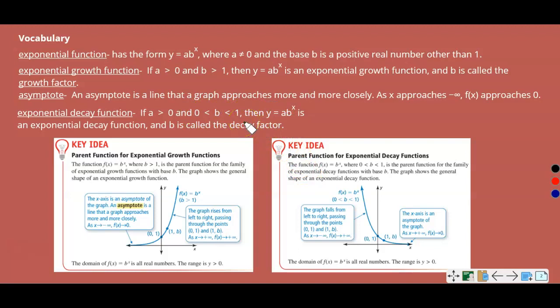And if it's greater than 1, it's growth. It can't be 1 because 1 to any power is just 1. It wouldn't be exponential growth or decay. So it can't be 1, but it can be between 0 and 1 to be decay, greater than 1 to be growth.